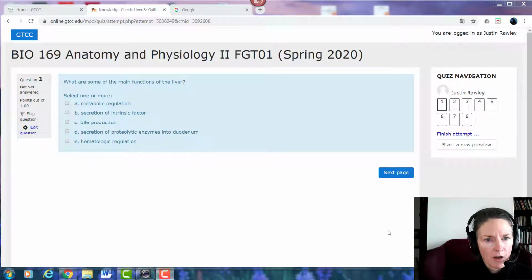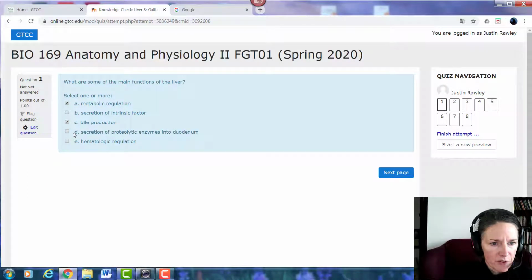All right, moving right along, let's look at the liver. So what does the liver do? Metabolic regulation. It doesn't secrete intrinsic factor; we know that's done in the stomach. It does produce bile. It's not going to secrete proteolytic enzymes into the duodenum. That's the pancreas. Hematologic regulation.